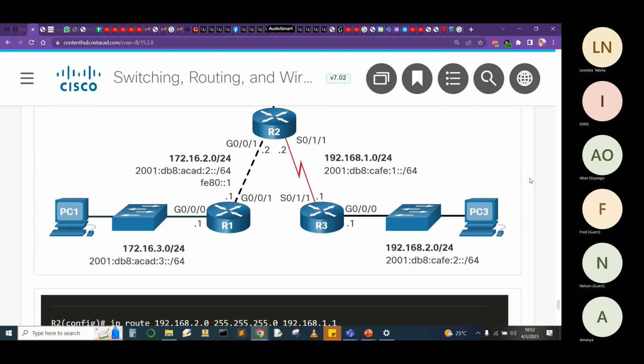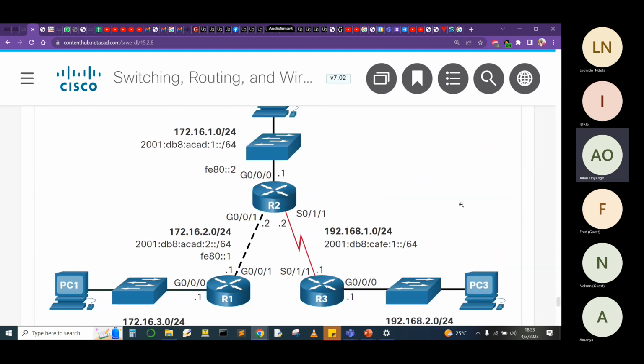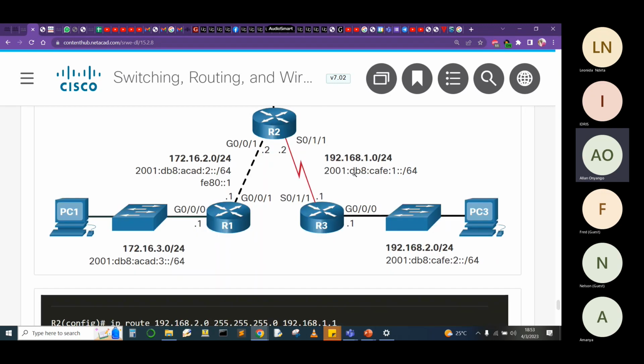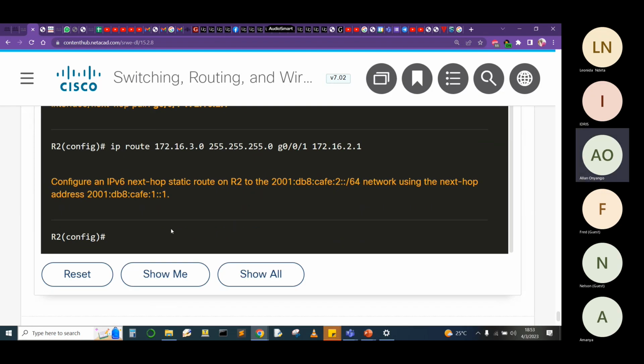It's right here from R2 to this network, and it is fully specified. No, it is actually next hop. Yeah, next hop IPv6 static route, which means we are going to use the next hop here from R2 to this LAN, which is 2001:db8:cafe:1::1. That is our next hop to reach this network. So to add this remote network, we're going to need to say IPv6 route.